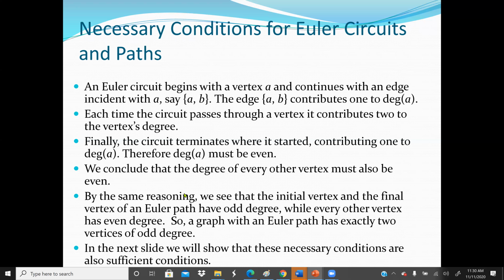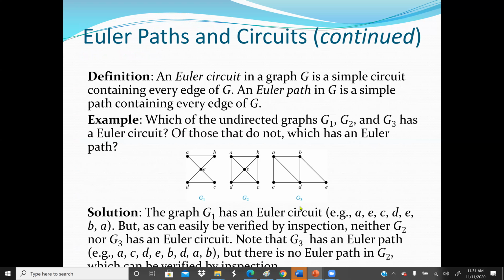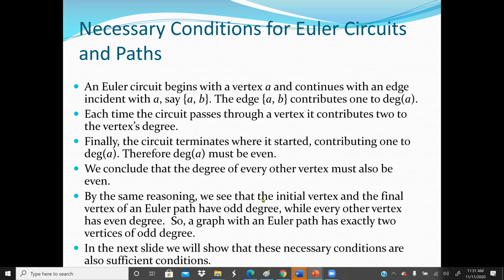Now, by the same reasoning, we see that the initial vertex and the final vertex of an Euler path, not a circuit, have odd degree. A circuit is always even, but an Euler path has odd degree at the starting and ending vertices. Why does every other vertex have even degree? Let's check G3. We start at A and we end at B. So we can see that A has 3, which is odd. The degree of B is also 3, which is odd. But E has 2, D has 4, C has 2. So that's the condition here.